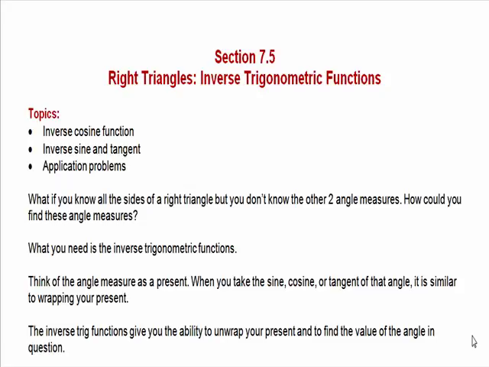So, to start, what happens if you know all the sides of a right triangle, but you don't know the two non-right angle measures? How could we find those angle measures? Well, what we're going to do is we're going to use inverse trigonometric functions. So what we're going to do is think of the angle measure as kind of a present. We don't know what it is right now.